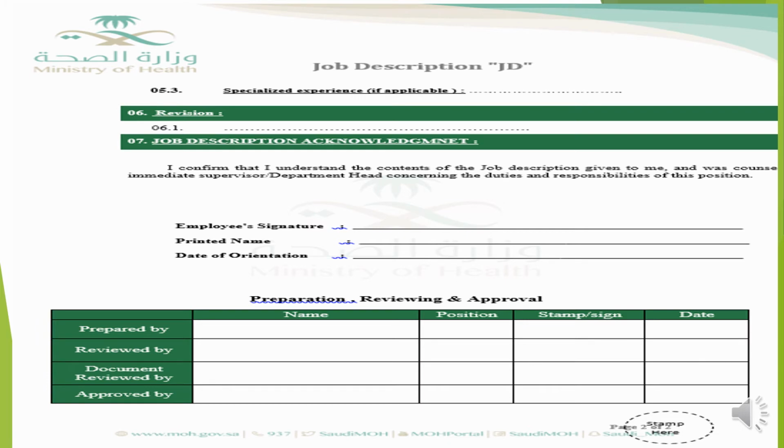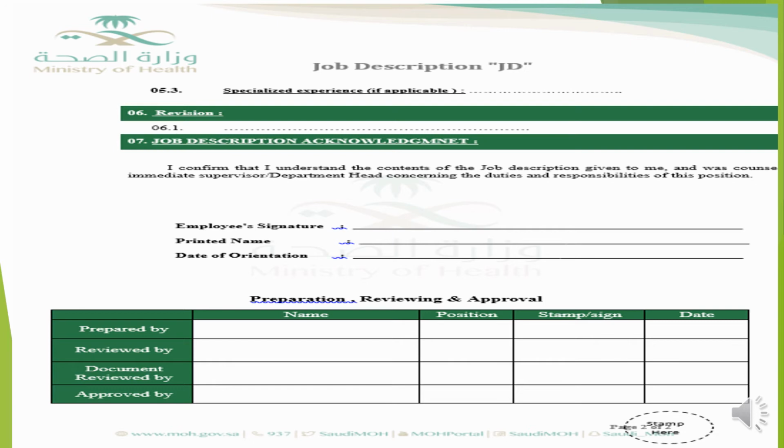Number 7 is job description acknowledgement. Acknowledgement means it's a confirmation from the staff that he understands what you explained to him, what he has to do, what's expected from him. So he has to say that I confirm that I understand the contents of the job description given to me and was counseled by my immediate supervisor or the head of department, and I know everything.